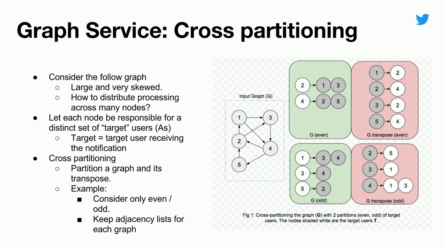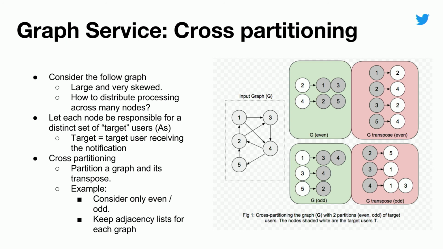Right. Let's talk about cross partitioning. The graph service that I'm describing over the next couple of slides is an in-house system that we've built, which is a multi-tenant graph partition system, which solves some of these problems. The follow graph is very large and very skewed. We want to distribute processes across many nodes. So how do you go about partitioning a graph?